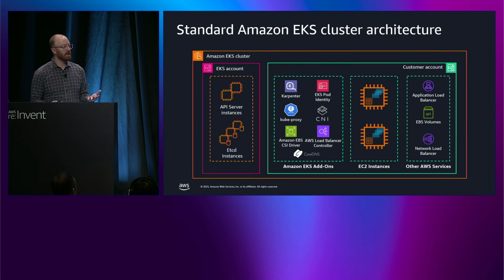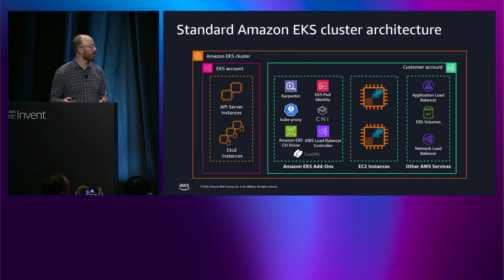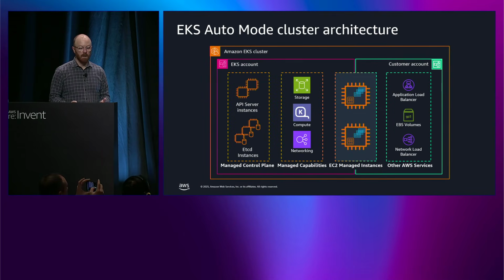So the other way you can think about this is, what does the architecture of a cluster look like both without Auto Mode and with Auto Mode? So here's what it looks like for a cluster without Auto Mode. The classic AWS managed cluster control plane is on the left in an AWS account. And all of the other Kubernetes plugins, software, infrastructure provision, and other AWS resources that your applications need are on the right in your account. With Auto Mode, this changes quite a bit.